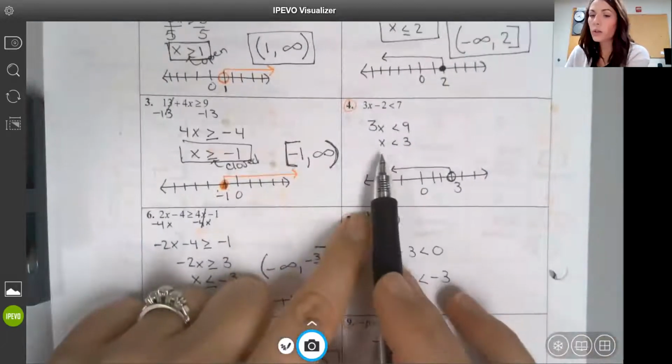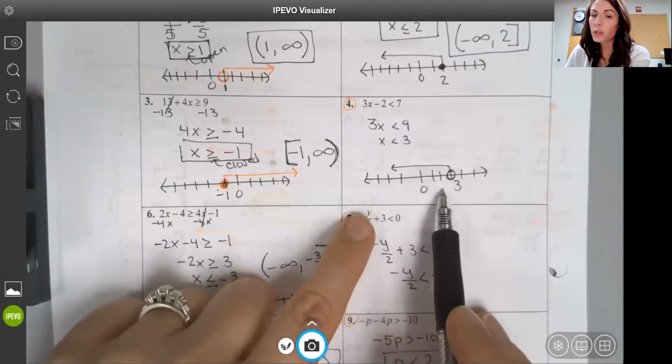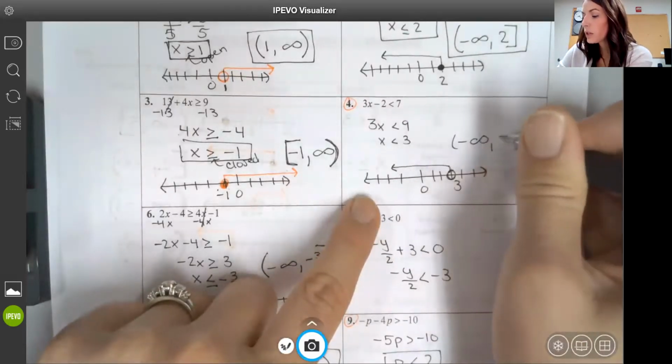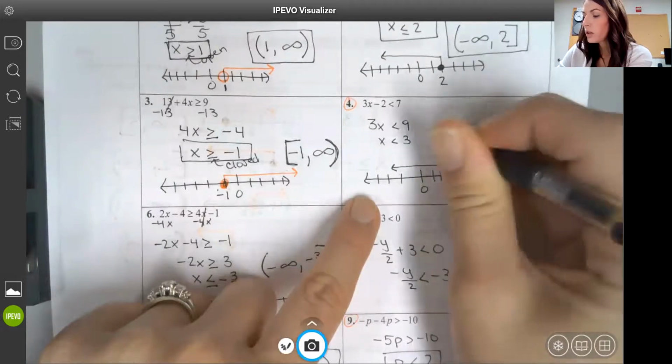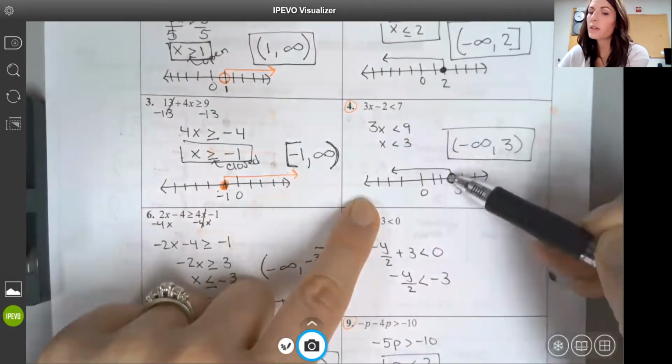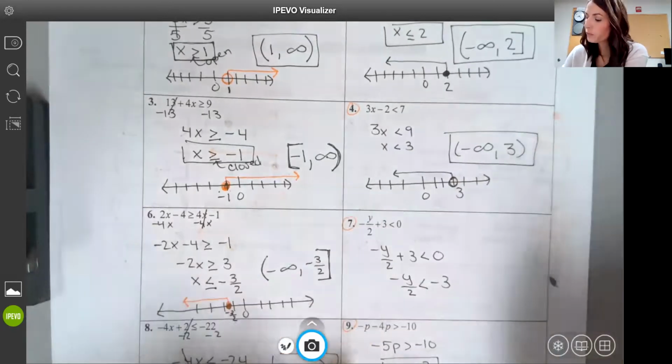On number 4, you get x is less than 3, open circle, going less than, and interval notation would be from negative infinity up to 3. Notice here's a bracket because it's including 2. Here's a parenthesis because it's not including 3.